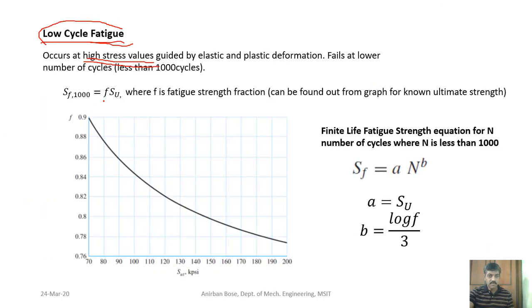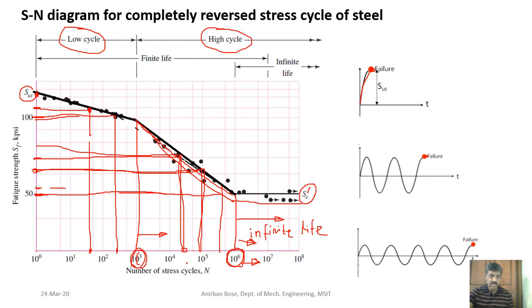Here you can see this F factor, which is used to find out the fatigue strength corresponding to 1000 cycles. Fatigue strength corresponding to 1000 cycles means what? Here you can see, this is the 1000 number of cycles. So this is the fatigue strength corresponding to 1000 cycles. This strength value is SF 1000. That means corresponding to 1000 cycles, this is the fatigue strength.